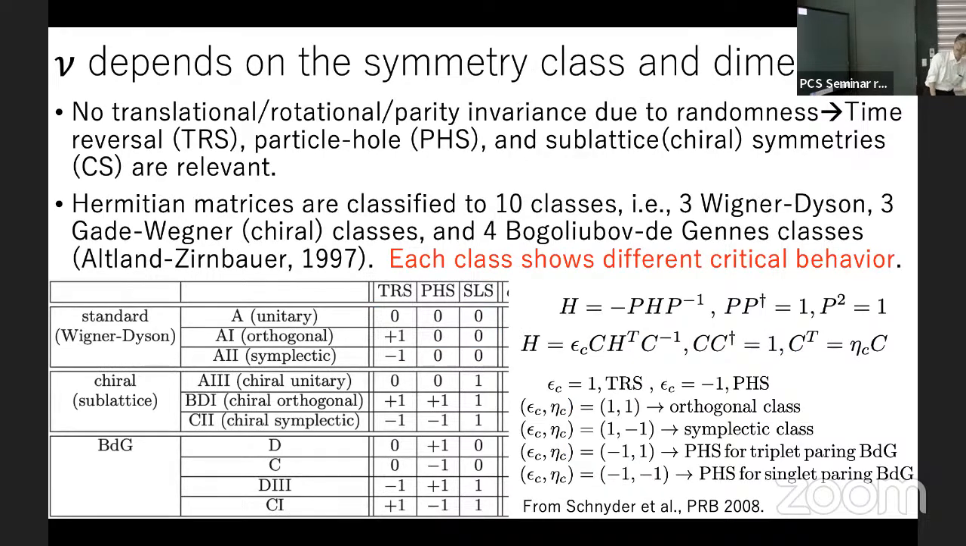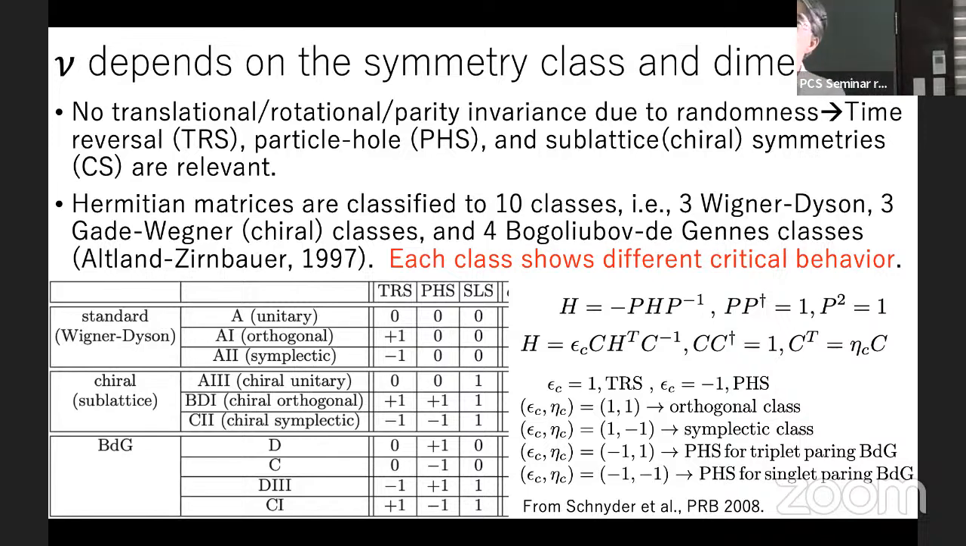Okay, let me begin with the Hermitian case. I'm going to discuss the random system. So we don't have any translational or rotational or parity invariance due to randomness. So what is important in this system is time reversal, particle-hole, as well as sublattice symmetry.